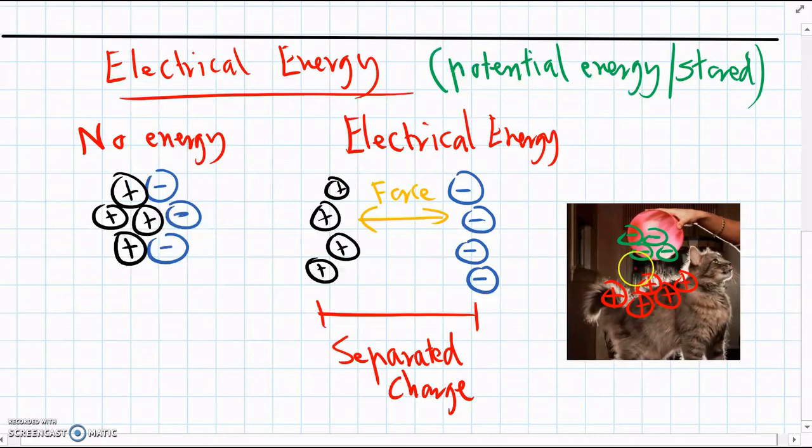And in the picture here, we're putting the balloon close to the cat, and the electrical energy means that the balloon is attracted to the fur of the cat. So the fur is moving upwards to try and get as close to the balloon as it can. So that's showing electrical energy in action.